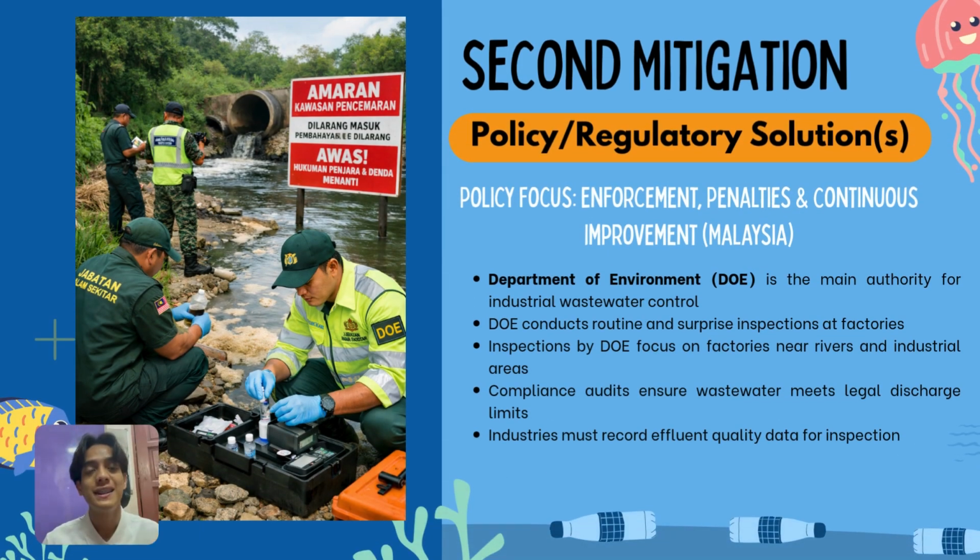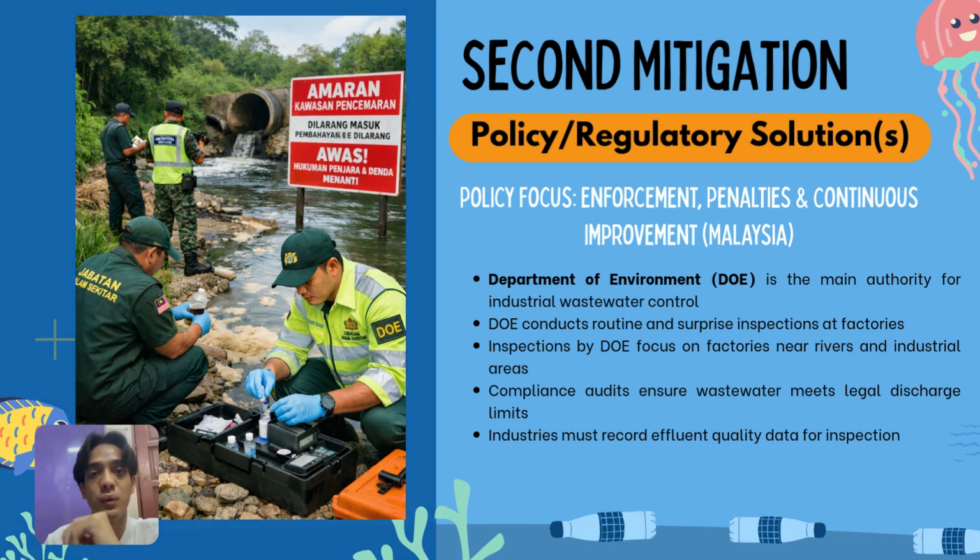For the second mitigation, we're only focusing on the policy. So DOE, the Department of Environment, is responsible for controlling industrial wastewater. They carry out special routine and surprise inspections toward the industrial areas located nearby the river, just like at Shah Alam, especially the Klang River. This is to ensure wastewater meets the legal limit. Industries must also keep records of their influent quality for DOE to check. This helps protect the environment.